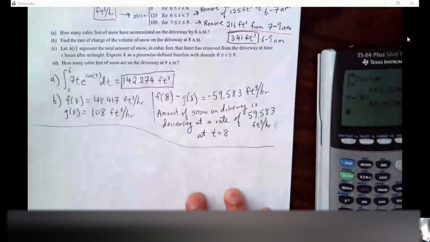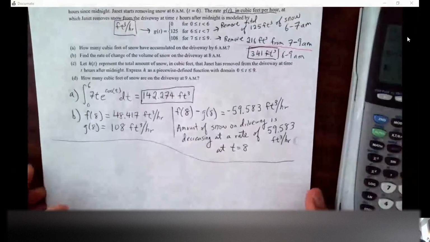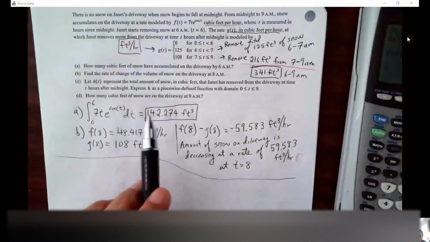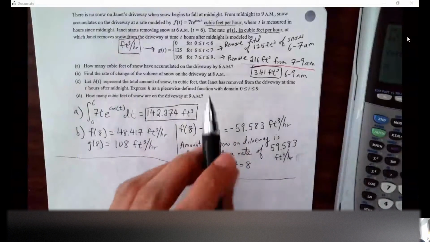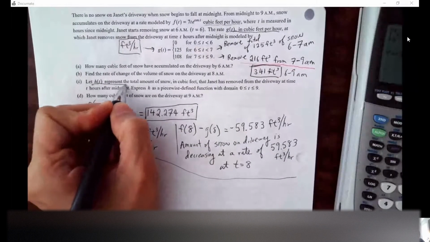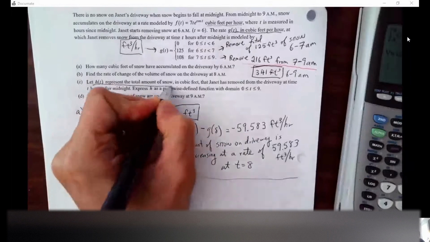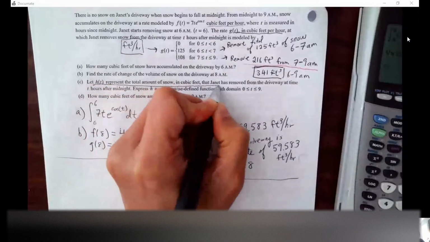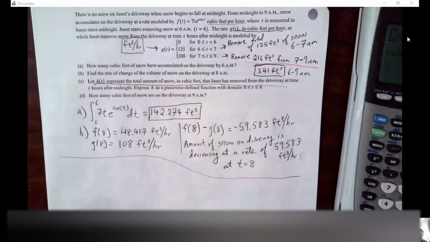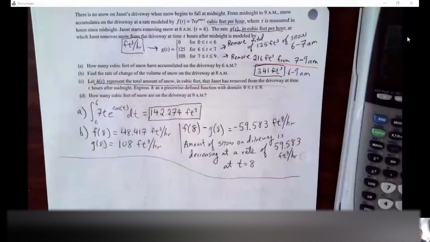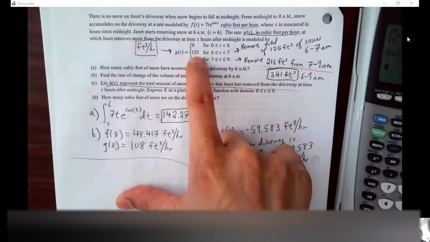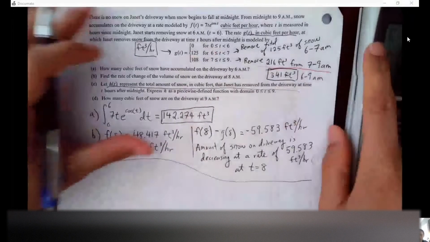Okay, so far, I think this has been manageable. Part C becomes a little messier here, so let's look at Part C. Part C says, let H of T represent the total amount of snow in cubic feet that Janet has removed. So here, H of T is not going to be considering the amount of snow falling. It's just with the progress that Janet is making with removing snow from the driveway. All right, so we know that nothing's going to occur between 0 and 6, so there's nothing to worry about there. But things begin to pick up between 6 and 7 a.m.